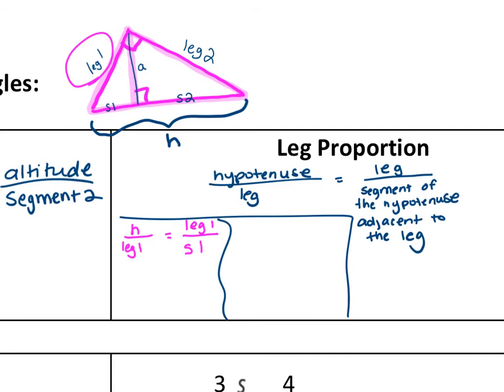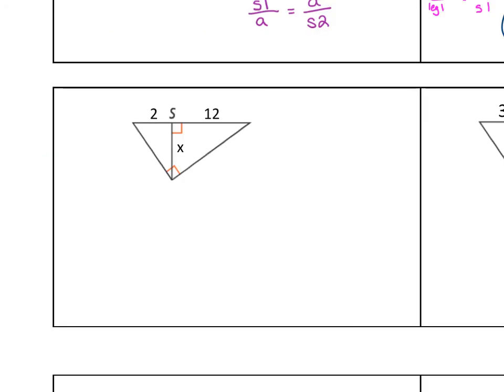Then would go the next one, right? Hypotenuse again over leg. Now let's say we're doing leg 2, would equal leg 2. Which segment is next to that one? That does make sense. This makes a bit more sense, because before I didn't know what a hypotenuse is.